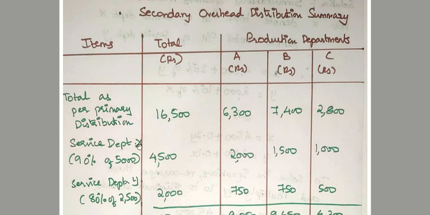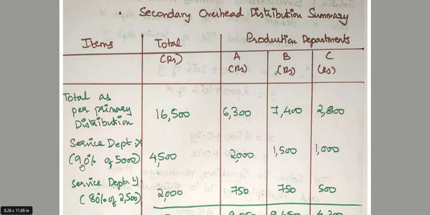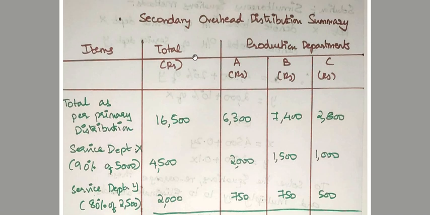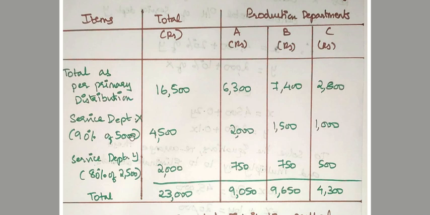Now service department X. If you see in the question, how much percentage are we giving to service department Y? 10%. So if you minus that 10%, you have 90% of this X value. The service department X value is 5,000. So 90% of 5,000, which is 4,500, will be apportioned to A, B and C as 2,000, 1,500 and 1,000.